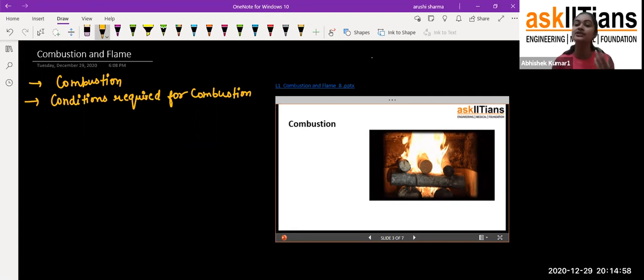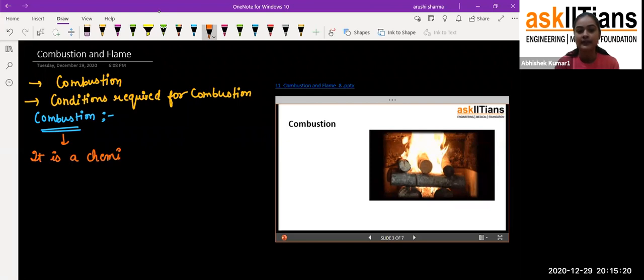Because, students, combustion is that process only. First of all I'll tell you the definition of combustion, then I'll tell you why I'm giving you this example. So, what is combustion? You can say that it is a chemical process which occurs in the presence of oxygen.